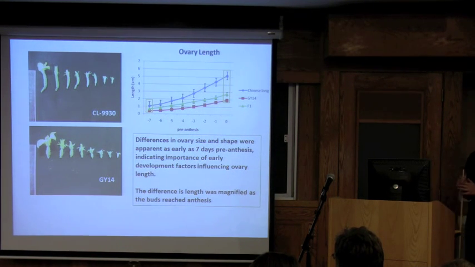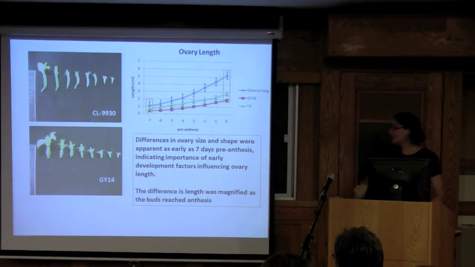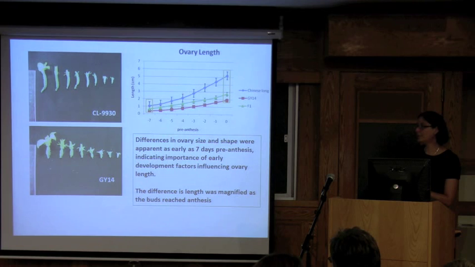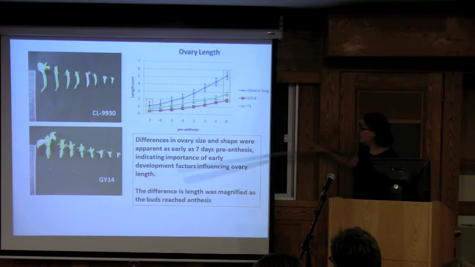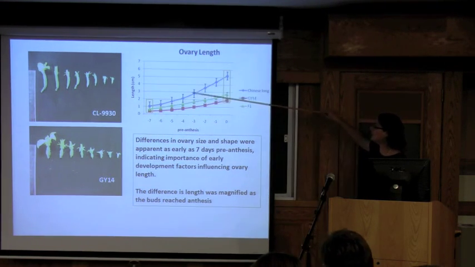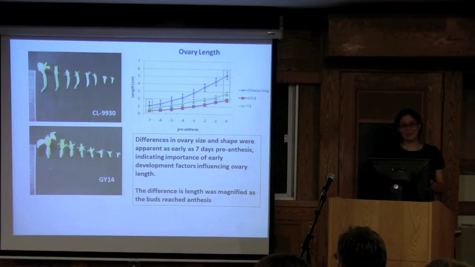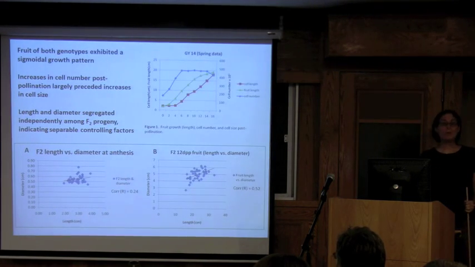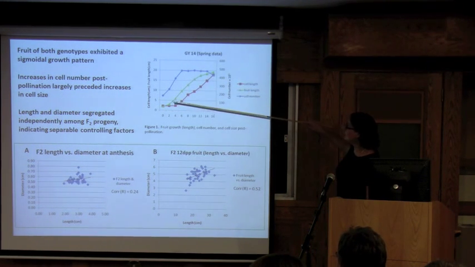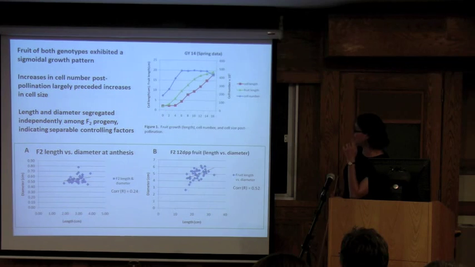We can see that differences in ovary size and shape are apparent as early as 7 days pre-anthesis between the Chinese long and the pickling type, indicating the importance of early development factors influencing ovary shape, and in this case, ovary length. Here, there was a significant difference in ovary length at 7 days pre-anthesis, and that difference continued until we hit anthesis, where the Chinese long were much longer than the pickling type. Both of the cucumber fruits exhibited a typical sigmoidal growth pattern, and as we can expect, we see an increase in cell number preceding the increase in fruit and cell size.